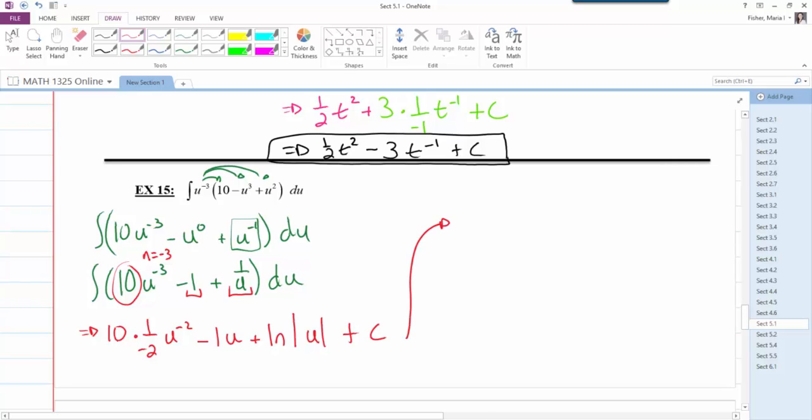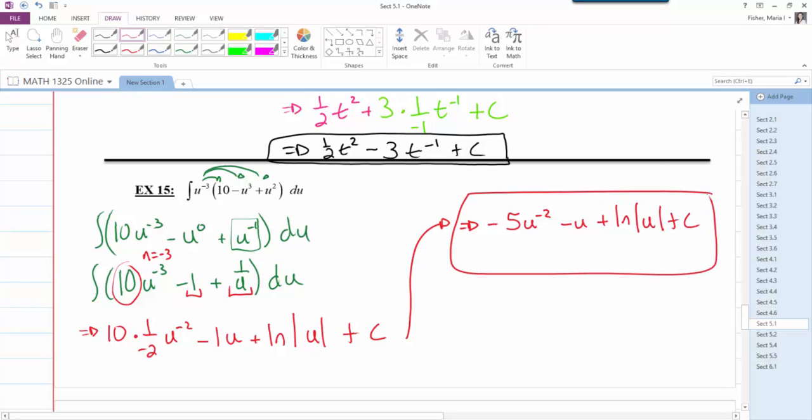Moving over here, well, 10 times negative 1/2 is going to end up being just negative 5, u to the negative second. I don't need the 1 coefficient there, so I'm just going to write minus u plus the natural log of the absolute value of u plus c.